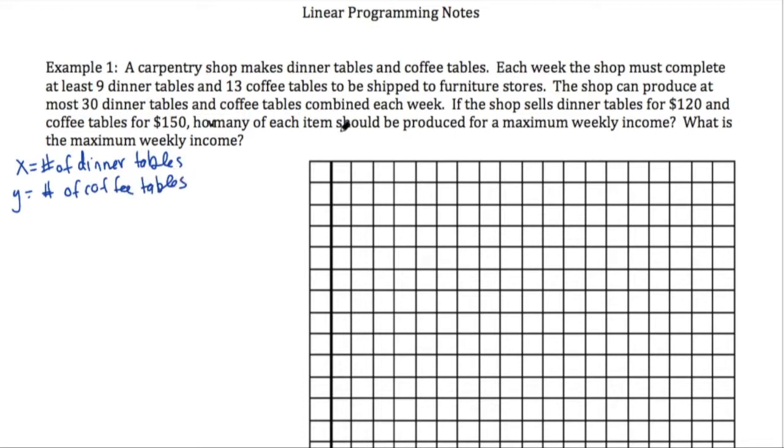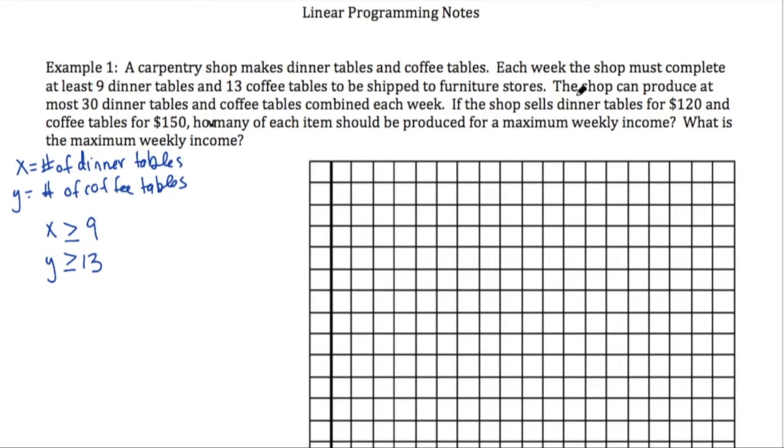Let's go sentence by sentence to see what information we can turn into some equations or inequalities. So each week the shop must complete at least 9 dinner tables. So the dinner tables must be at least 9, which means x must be greater than or equal to 9. That's one inequality. It also says at least 13 coffee tables, so y must be greater than or equal to 13. Good, 2 so far, and those will be nice and easy to graph.